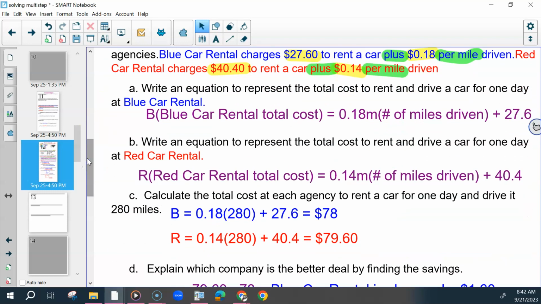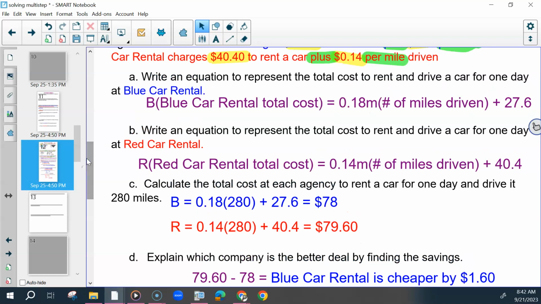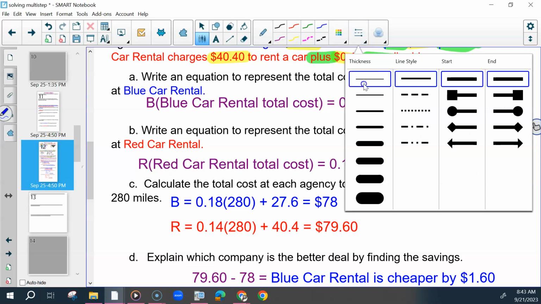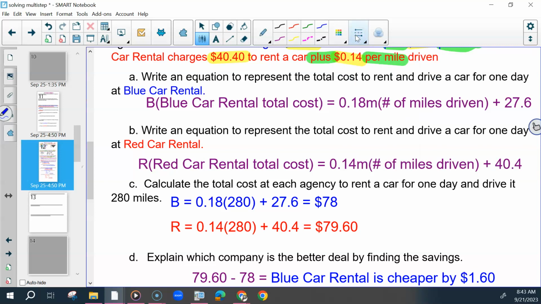We're going to go through each of the parts. If yours doesn't match exactly, maybe you chose a different variable, that's fine. But if your answers are a little off, we need to double check those. You should have highlighted, circled, underlined important information. For part A, your equation should look like this, except it would be total equals 0.18 m plus 27.6.